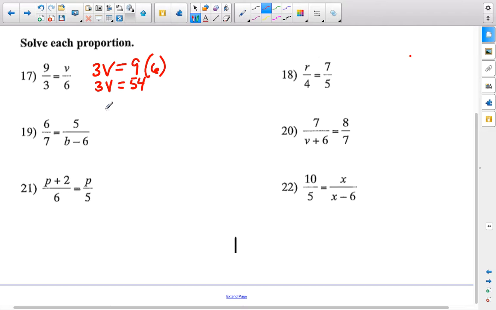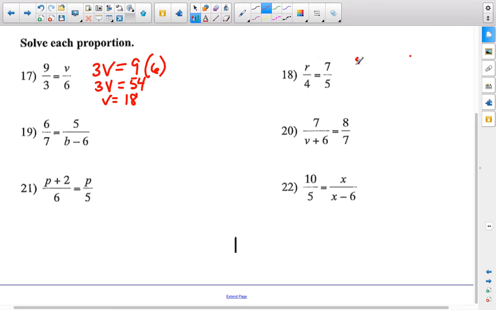Does 3 go into 54? Try it in your calculator. I think you'll say it goes in 18 times. So v must be 18. So 9 is to 3 as 18 is to 6. Let's cross multiply this one.